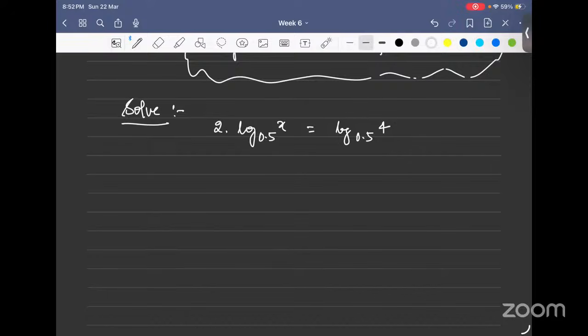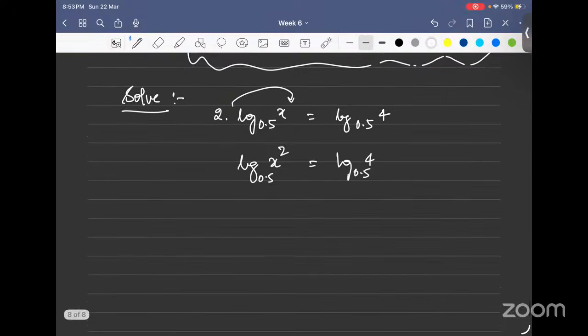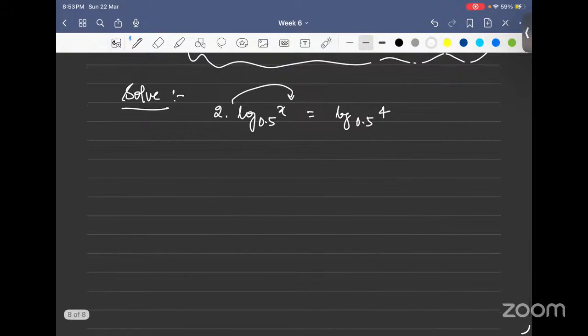2. X will be 2, correct. You can just put the value 2 here, x squared, base 0.5, so x can be 2. Okay, somebody is solving with a different approach. What can be the other approach to solve this?